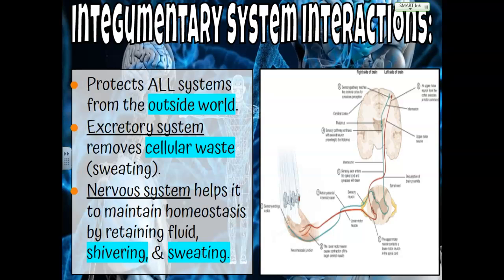It interacts with your excretory system because your excretory system removes cellular waste, which is then released through skin, through sweating. And then the nervous system helps it maintain homeostasis by letting us know when to retain fluid, when to shiver, when to sweat.